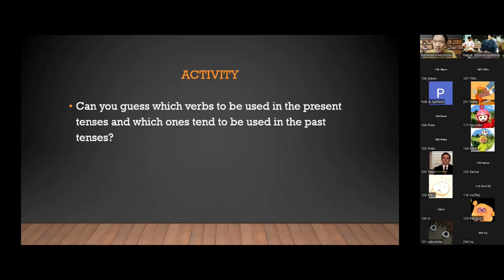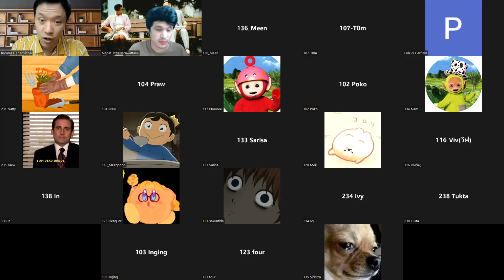But it's for verbs and tenses. So here is the question. I'm going to use another platform for this, but basically the question is: which verbs tend to be used in the present tense, and which ones tend to be used in the past tense? Now let me stop sharing here, because I will use the platform called Mentimeter.